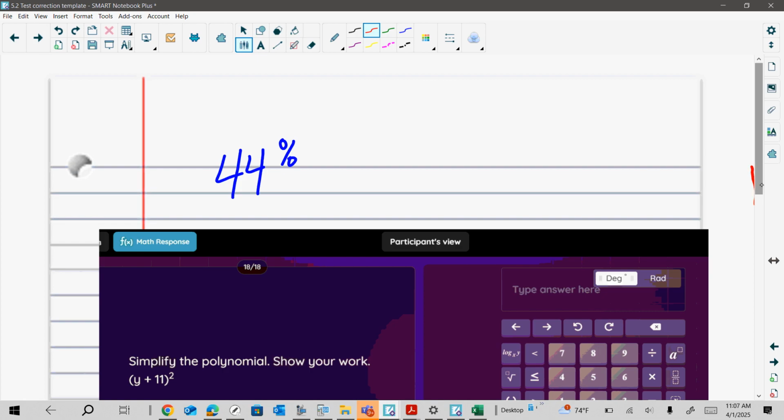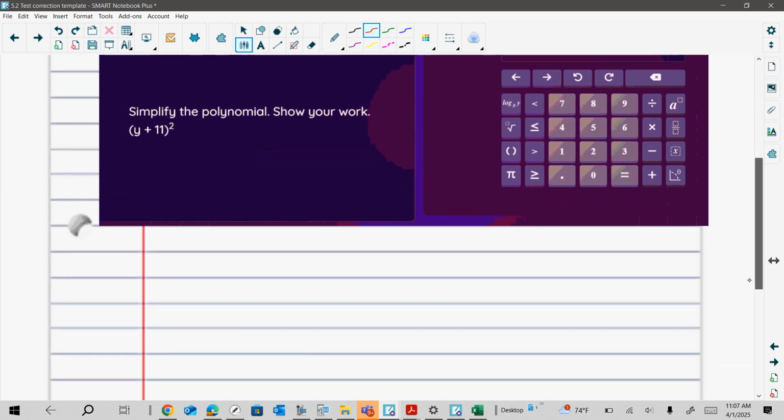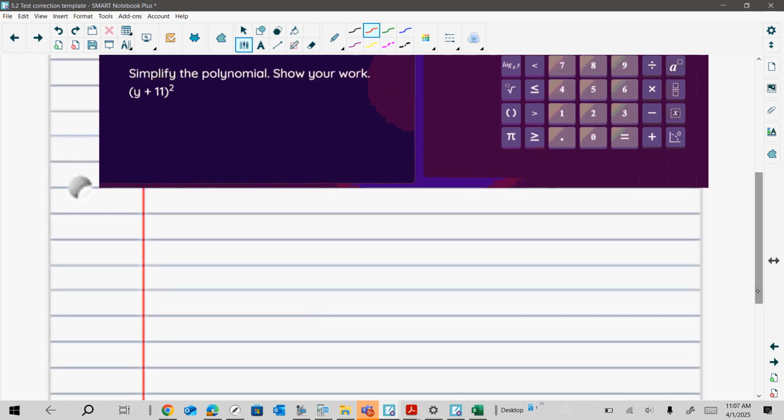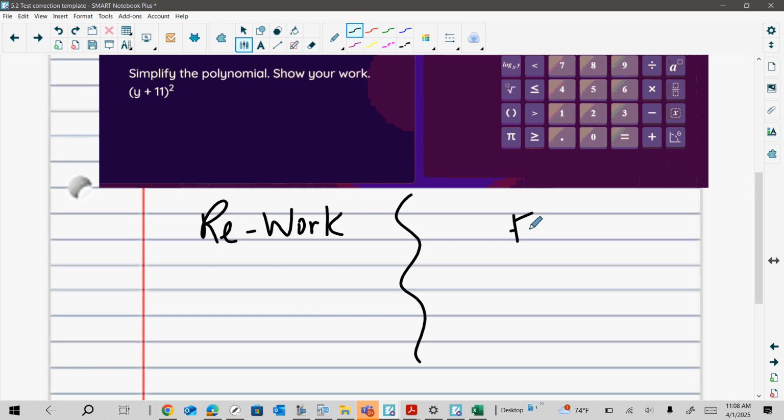Okay, and so the next one, I do need to talk about this one. This was one of our most missed. To simplify the polynomial, show your work. Okay, on the rework, guys, we're going to do this together. Our explanation. Most of you are missing this because we're not understanding what y plus 11 squared means.